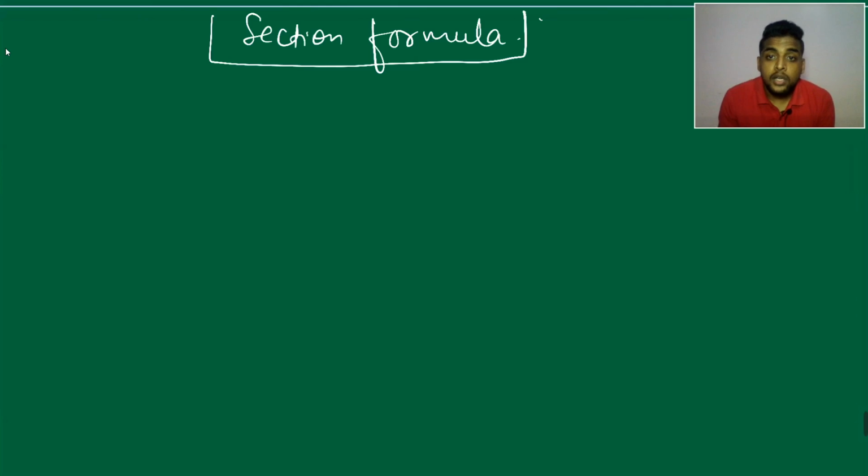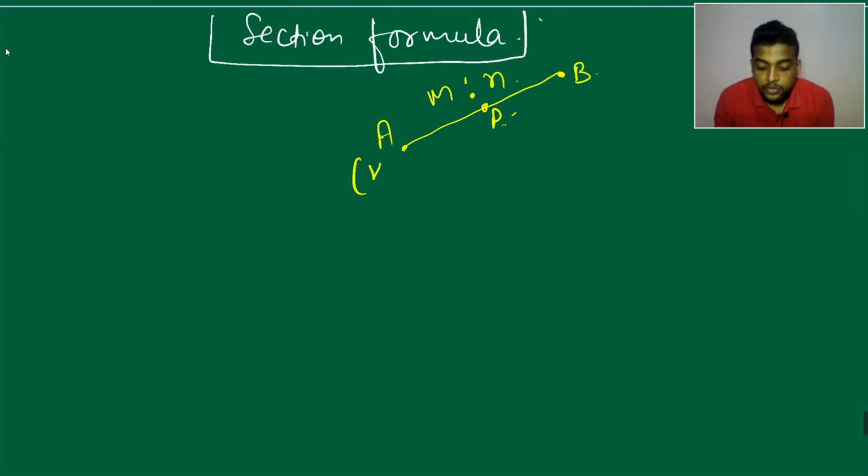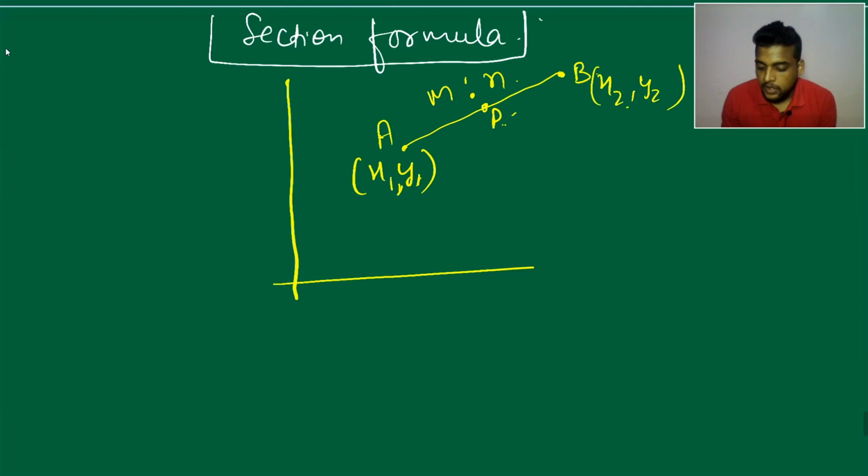Now, what is the section formula? Suppose we have a point A and a point B, and there is a point P which divides AB in the ratio m is to n. Then we can find P if A and B are known. Suppose A is (x1, y1) and B is (x2, y2), and it's a 2D diagram. So we can find P. And how can we find P?